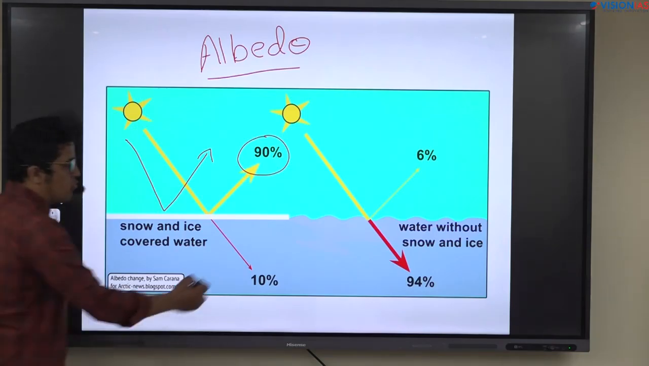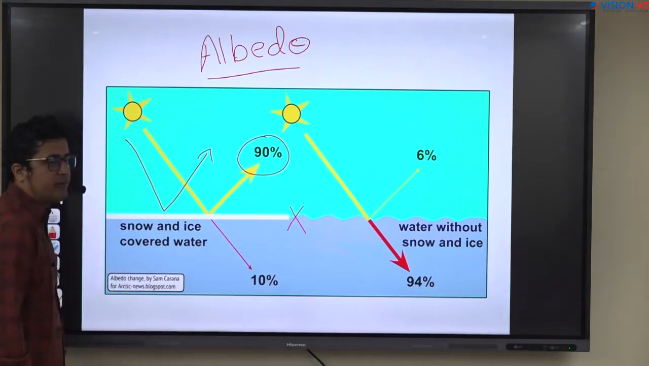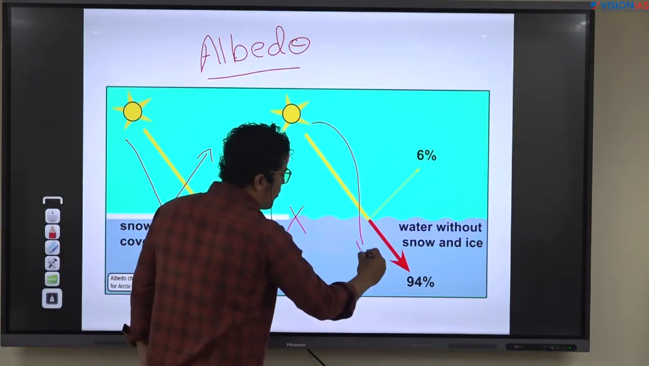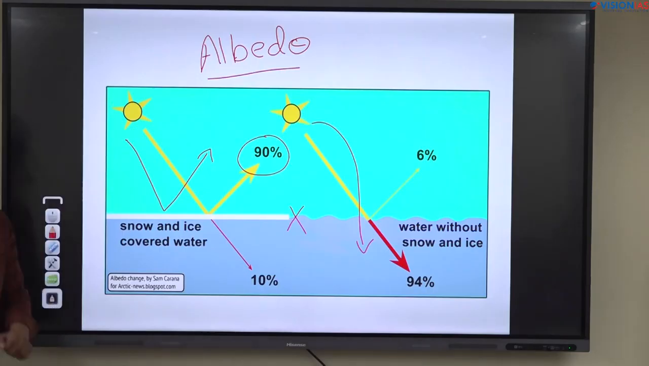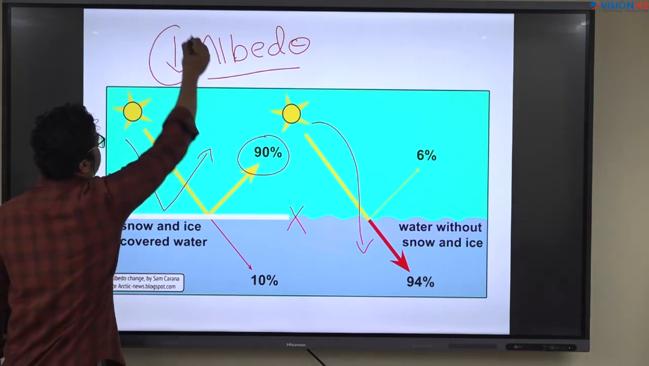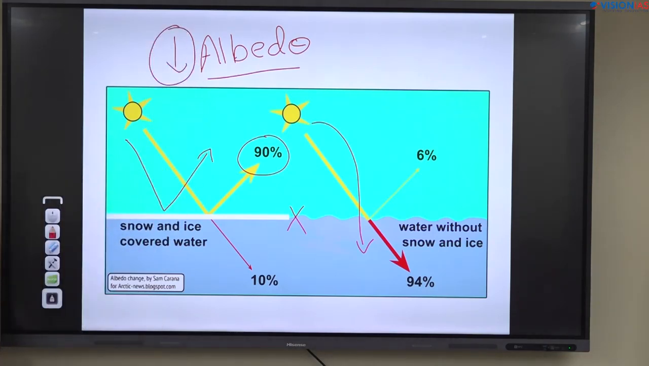But if snow melts, if glacier melts, if there is no glacier, no snow, water will absorb the radiation. Water will not reflect it back. So if glacier melts, Earth's albedo will reduce. Earth will start absorbing more and more radiation. And Earth will become even more warm. They both are connected. If glaciers melt, Earth will become even more warm. The cycle will become intensified.